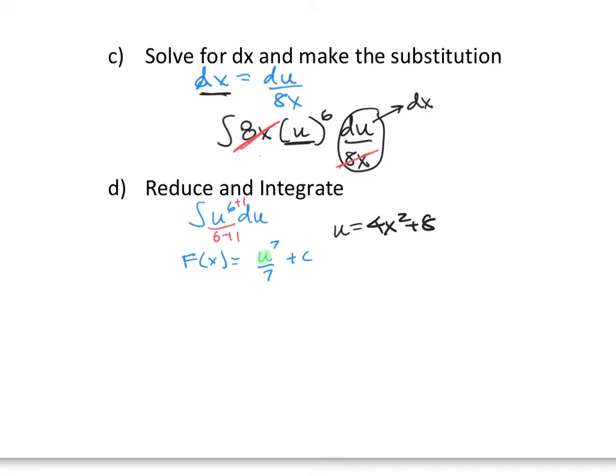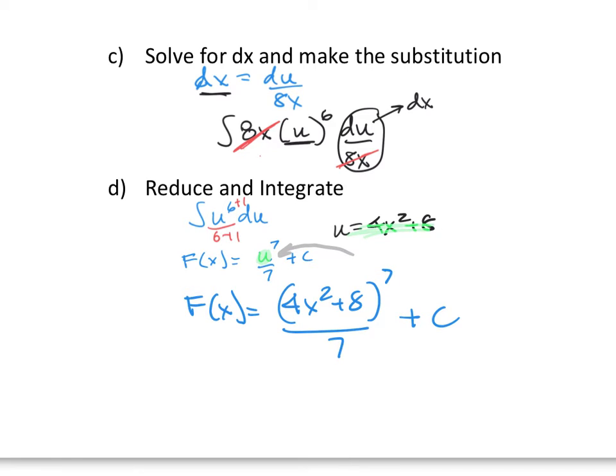And that is what's going to replace the u inside of that function. Which means our final function for this, in terms of an indefinite integral, would be the u we're substituting back in to the 7th power over 7 plus c. That would be our indefinite integral of a problem that is a little bit more involved than what we've seen.